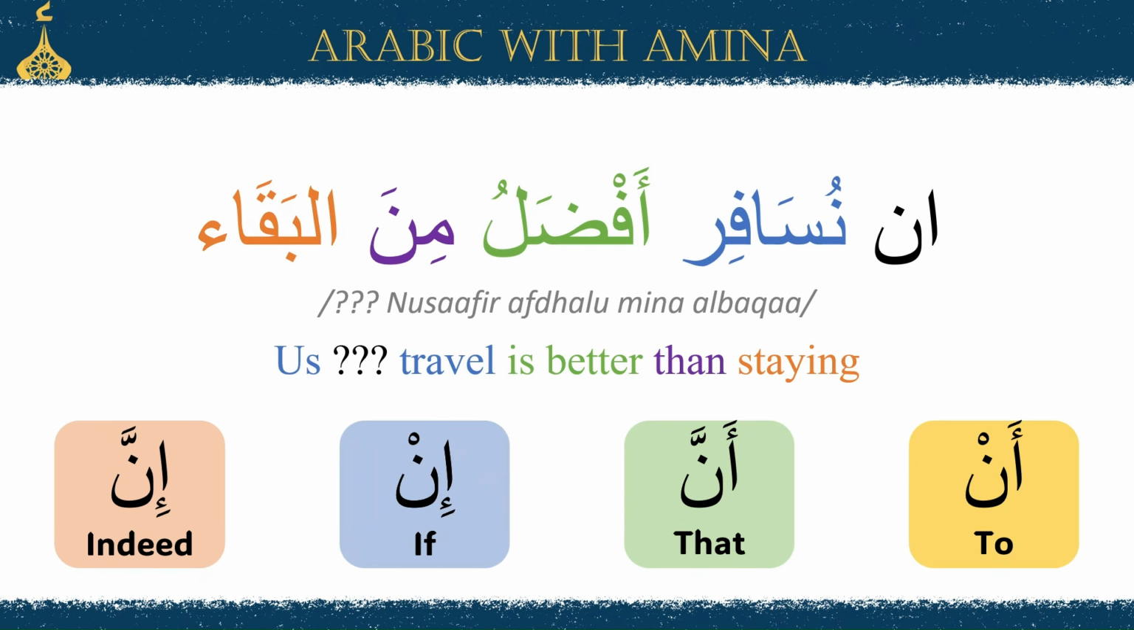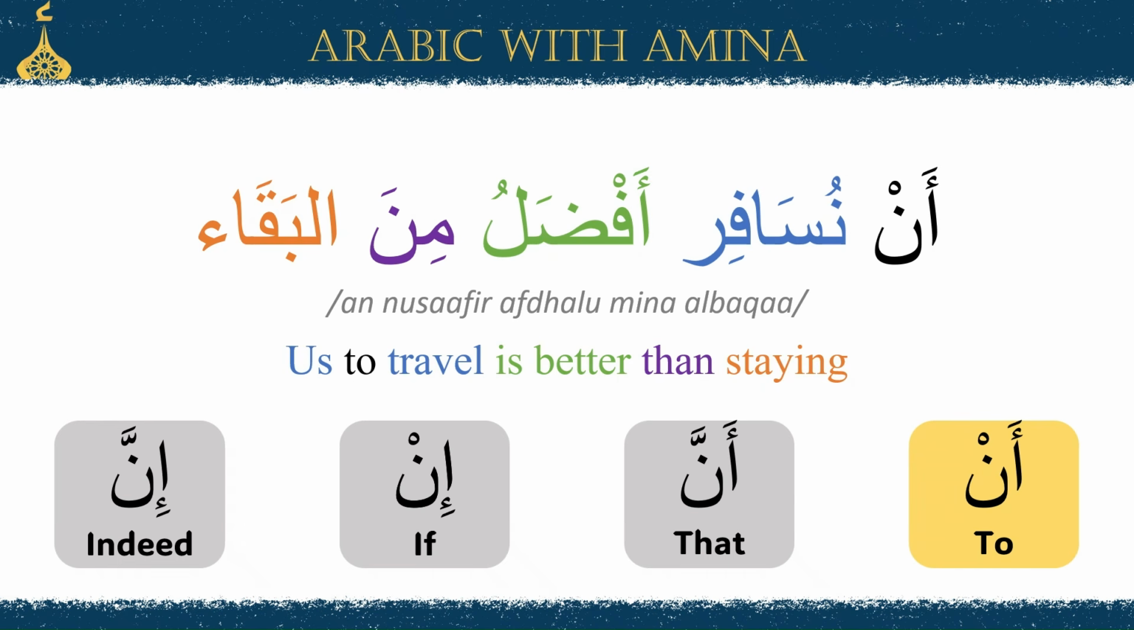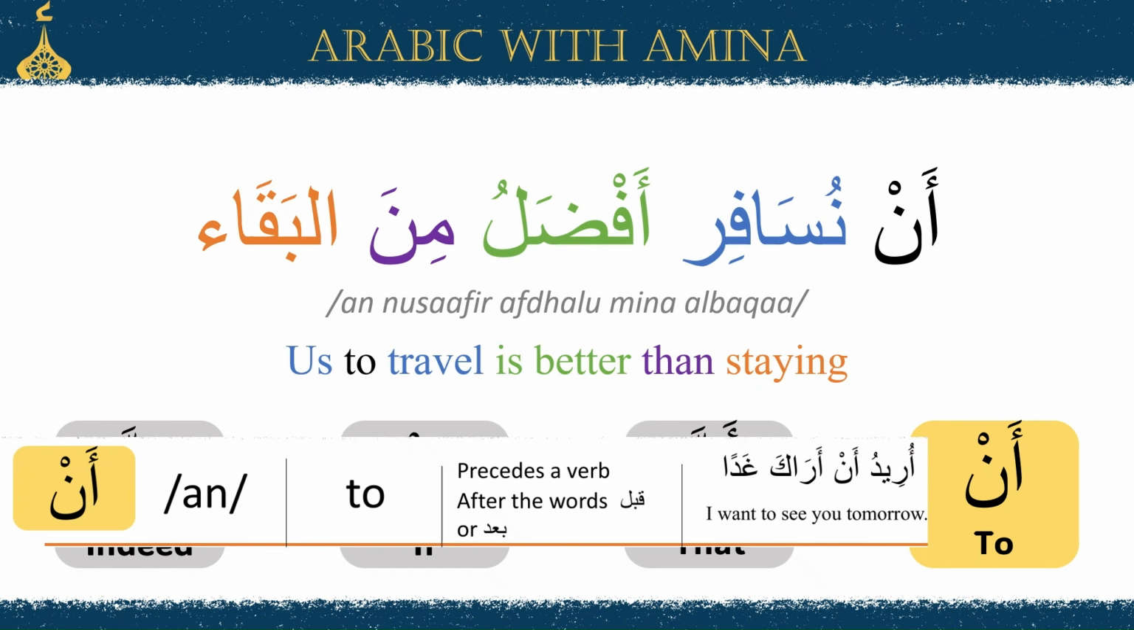All right. So the answer is going to be an. And let's refer back to our table and see why. Well, an precedes a verb. And what is the word that comes after an? Nusafir, travel. So we have a verb.